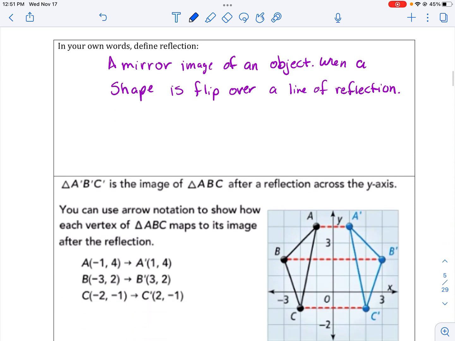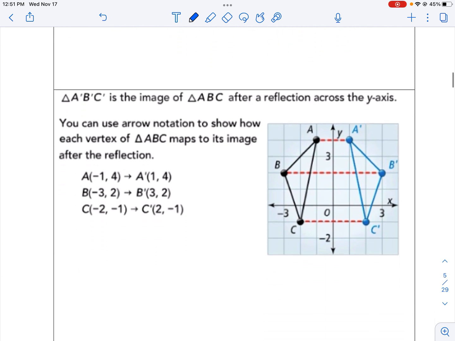So in your own words, define reflection. Well, we need to write this down: a mirror image of an object when a shape is flipped over a line of reflection. You can paraphrase if you want or come up with your own, but that is our basic definition of a reflection.